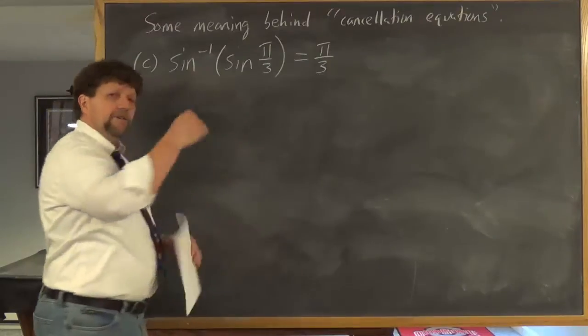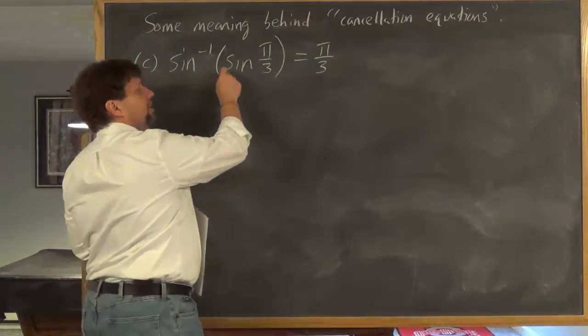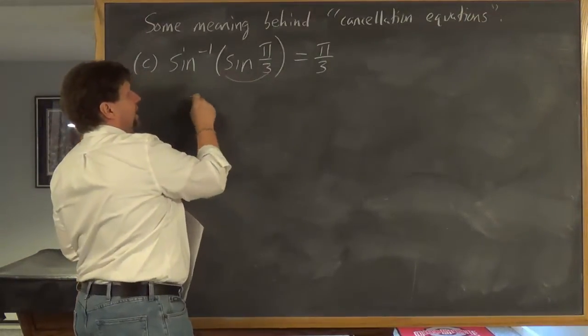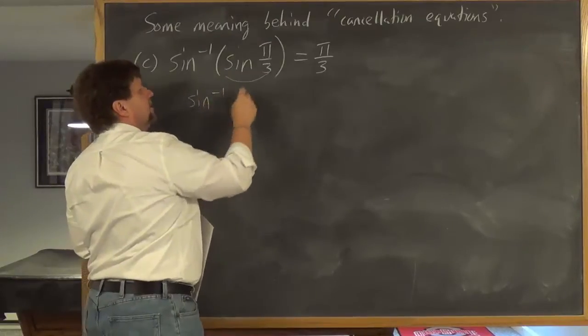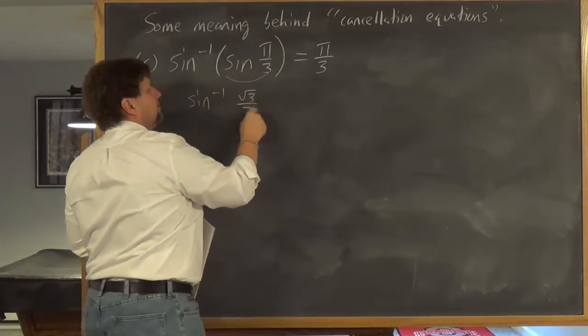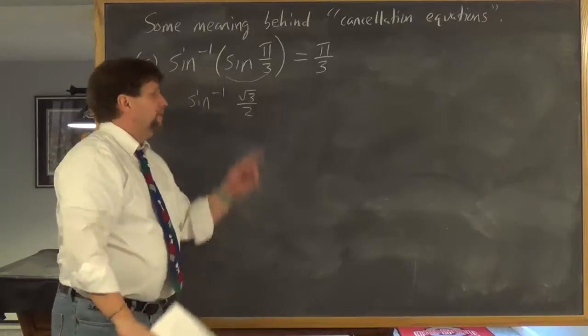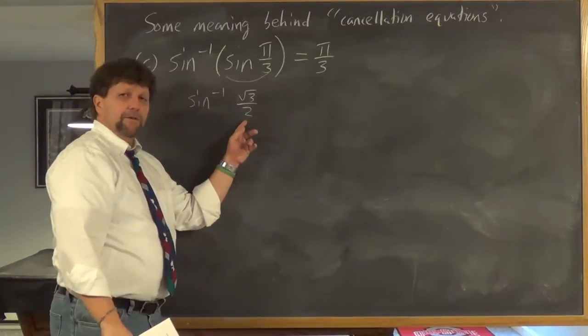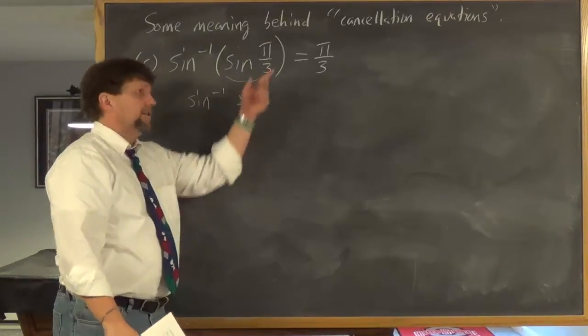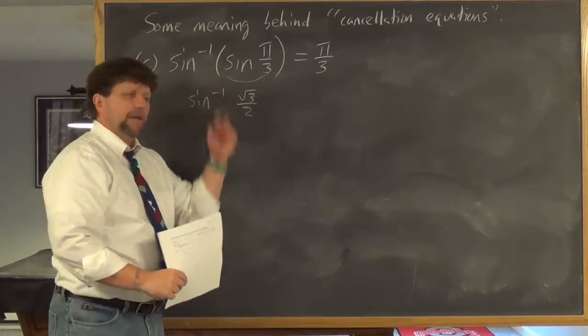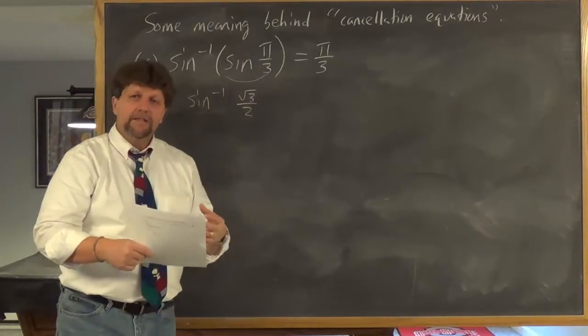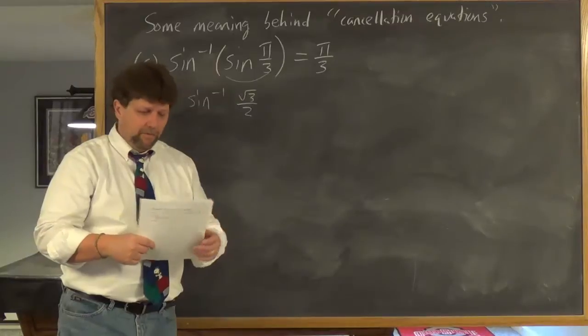So again, just like I was showing you, you should know that the sine of pi over 3 is square root 3 over 2. What's the inverse sine of square root 3 over 2? Well, it's pi over 3. So there's an example, again, where the cancellation equation idea would work.